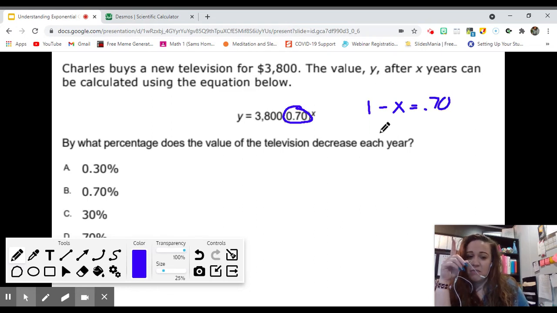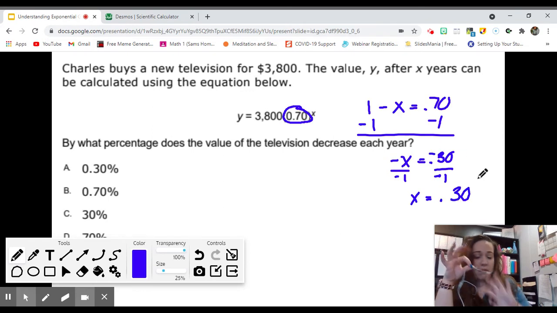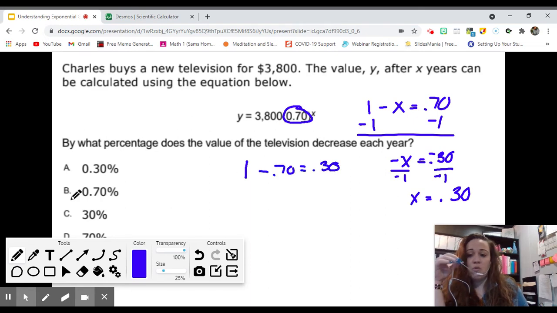So technically, the equation would be to subtract 1 from each side. So negative x is equal to negative 0.3. And then you divide by negative 1, so then 0.30. All of that is good and great, right? But technically, because I know that you do 1 minus the rate, if you just take 1 minus 0.70, we get the other end of that percent that we need, which would be 30%, and that is option C over here.